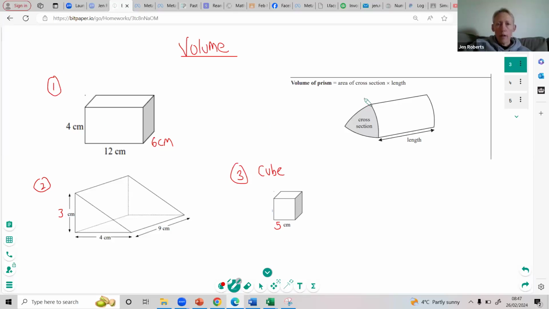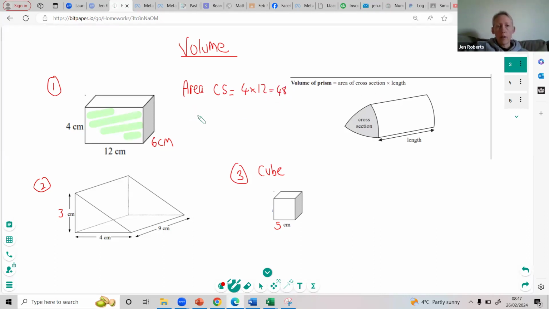Now, for this one, area of cross-section times length. Well, we need to look at this shape. What is this cross-section here? That's a rectangle, isn't it? So what's the area of that rectangle? To find the area of a rectangle, it's base times height. Just going to put area cross-section. So it would be 4 times 12, which is 48. That's the area of the rectangle cross-section.